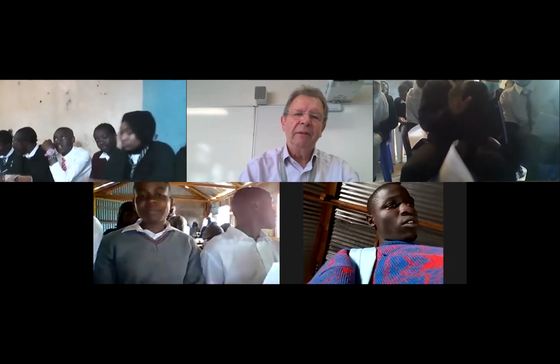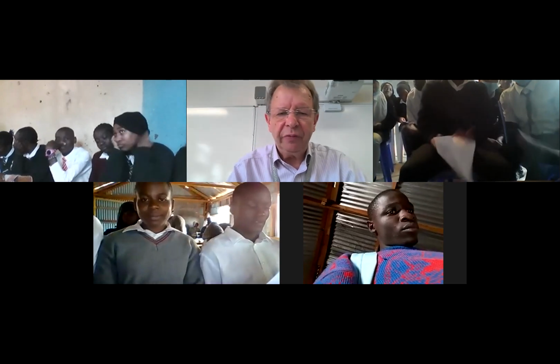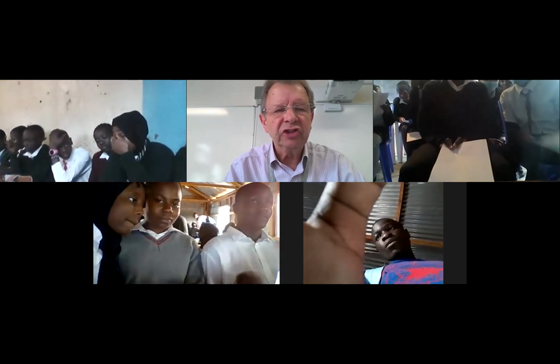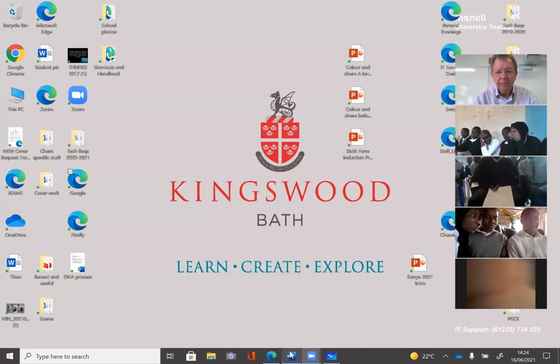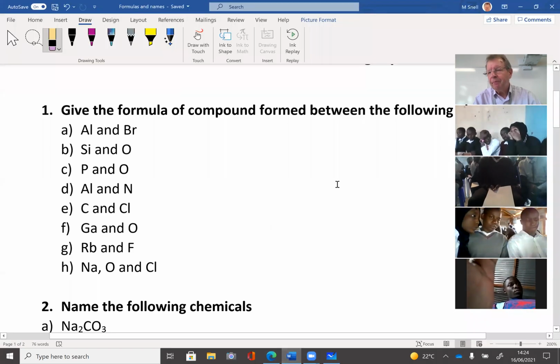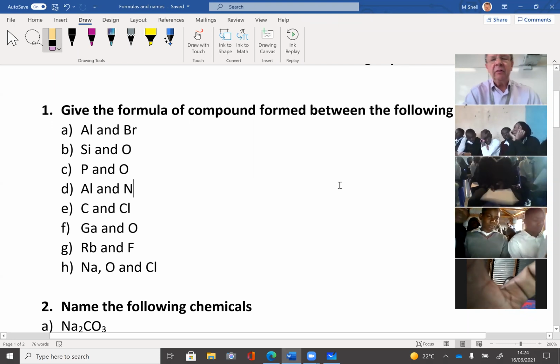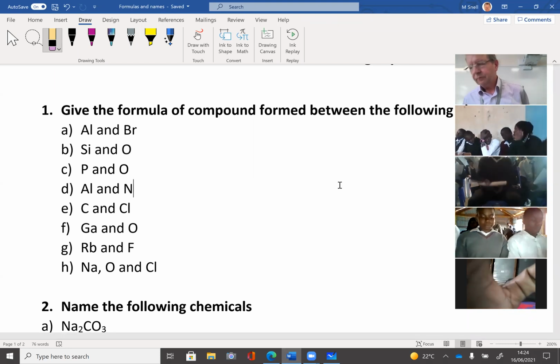Good, okay, all right. So I'm going to share a screen with you now. I'm just going to get rid of participants just for a moment. I'm just going to share a screen. I need to know in just a minute if you can see. Sophia, can you see something that says give the formula of the compound formed? Yes? Yes, I can. Excellent.